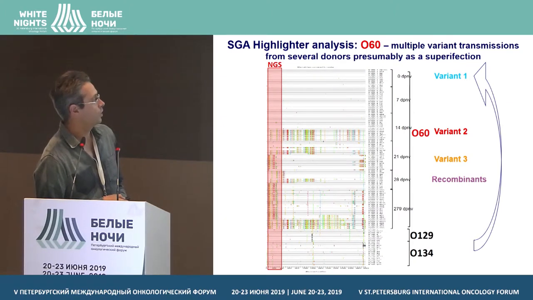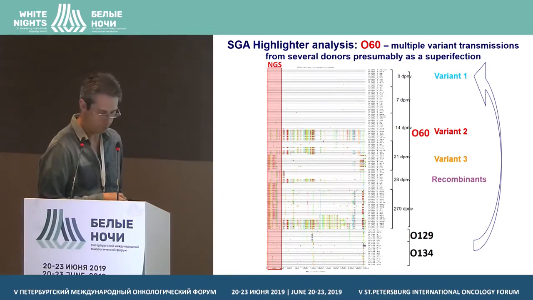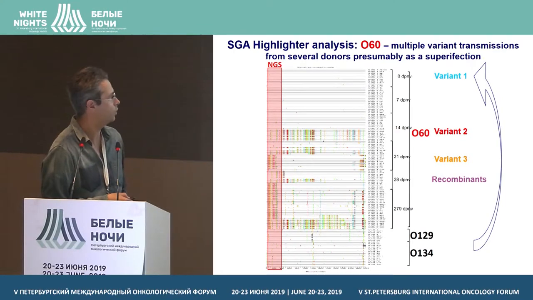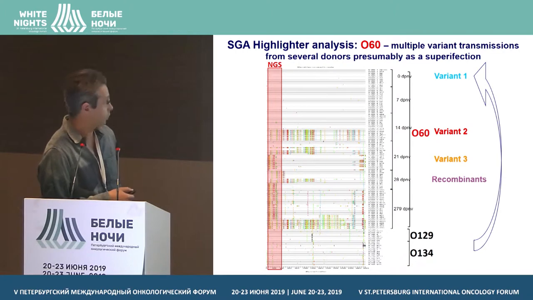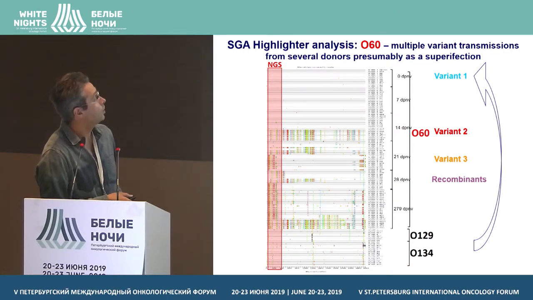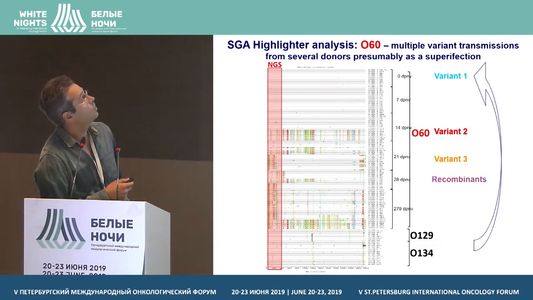NGS was conducted for a small region of the gene, 450 nucleotides in length, possible to sequence with one read in accordance with Illumina technology. That's the region we sequenced.